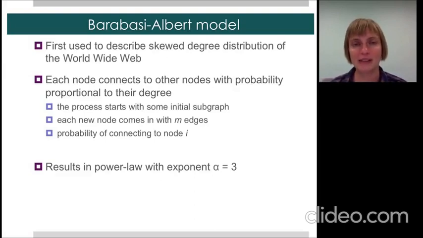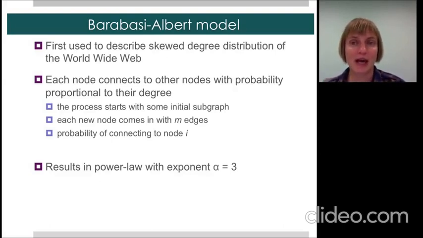So the process is going to start with some initial subgraph. It could be a fully connected clique of a few nodes who all link to each other, or maybe it is just a circle. And each new node is going to, again, come in with m edges, and the probability of connecting to node i is going to be proportional to the degree of node i. That is, it's going to be proportional to k sub i. And this is going to result in a power law with an exponent alpha of 3. 3 is a bit higher than most of the observed power law distributions.